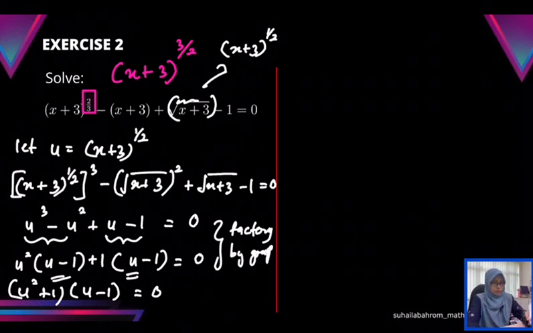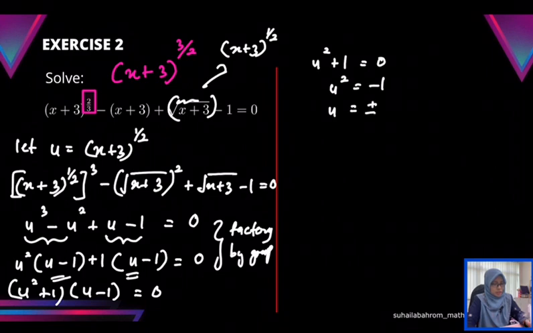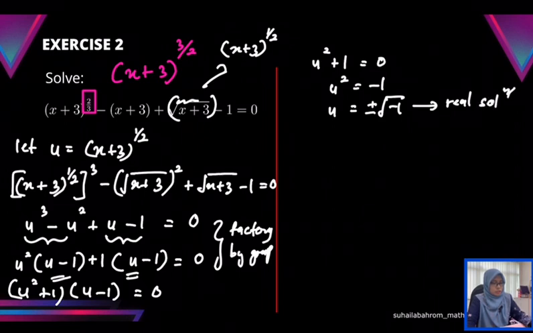Okay, so let us try to solve. We have u squared plus 1 is equal to 0. So u squared is equivalent to negative 1. You move to the other side, you will get plus or minus square root of negative 1. So this is not a real solution. Therefore, we will ignore this part because you are not going to get a real number.